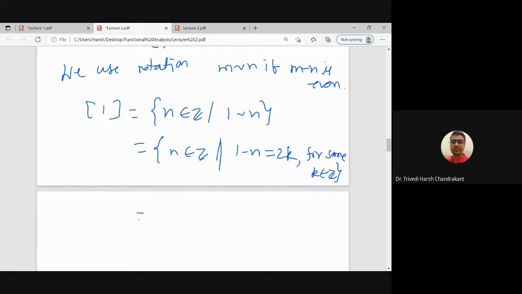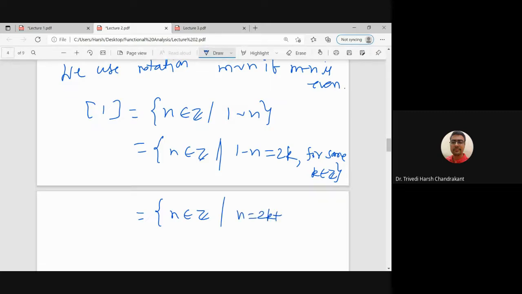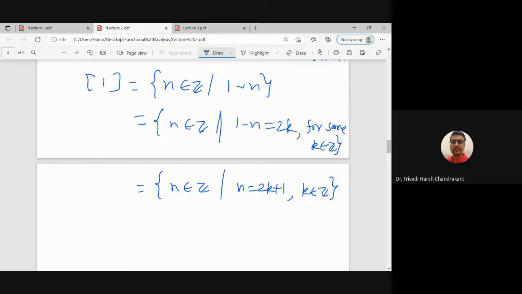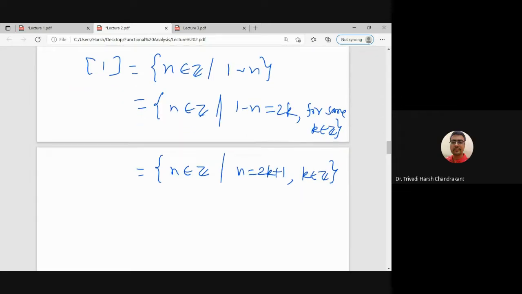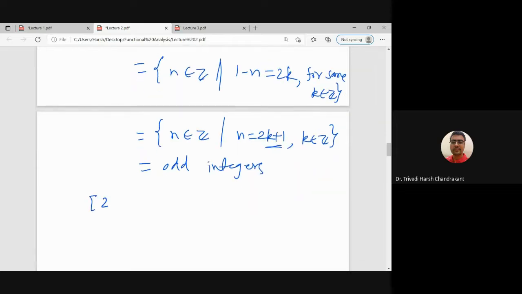Right, so this will give us n belongs to Z, and n we can write as 2k plus 1. So what are the n? N is basically of the form 2k plus 1, that means that is the odd numbers, odd integers. And similarly, you can verify that class of 2 will be all even integers.